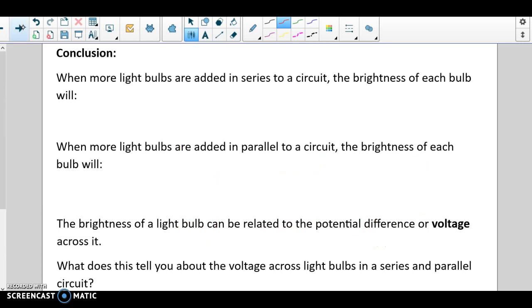So in conclusion, when more light bulbs are added in series to a circuit, the brightness of each light bulb will get dimmer. When more light bulbs are added in parallel to a circuit, the brightness of each light bulb will stay the same.